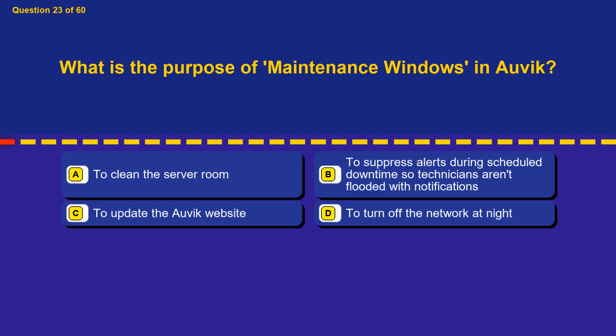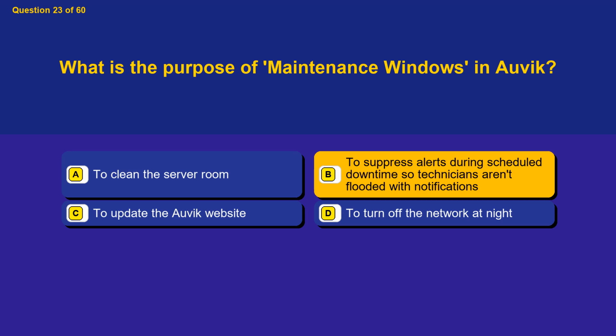Question 23. What is the purpose of maintenance windows in Auvik? Option A. To clean the server room. Option B. To suppress alerts during scheduled downtime so technicians aren't flooded with notifications. Option C. To update the Auvik website. Option D. To turn off the network at night.